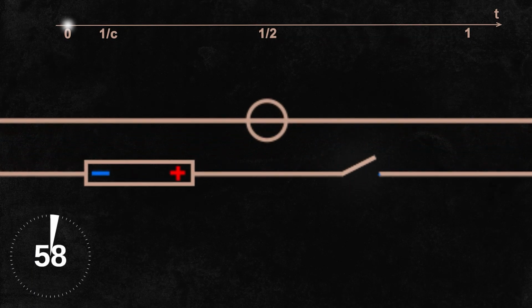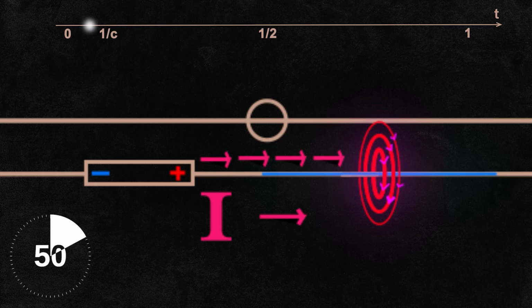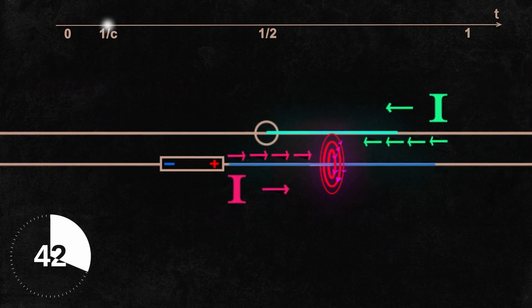At t equals 0, the switch is closed. The electrons begin to move in the wire, forming a current. That current forms a magnetic field which begins to cross the 1 meter gap. At t equals 1/c, the electrons in the top wire are affected by this B field, so they start flowing in the opposite direction. This is called the mirror field. And this current causes the light bulb to turn on at roughly 1/c.